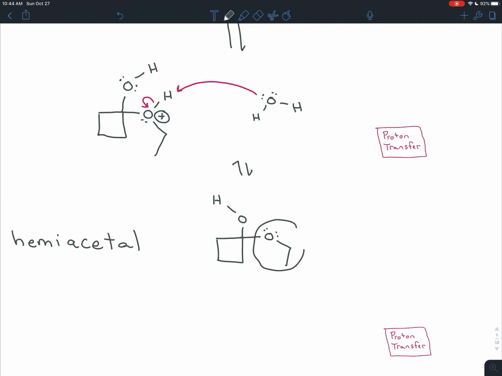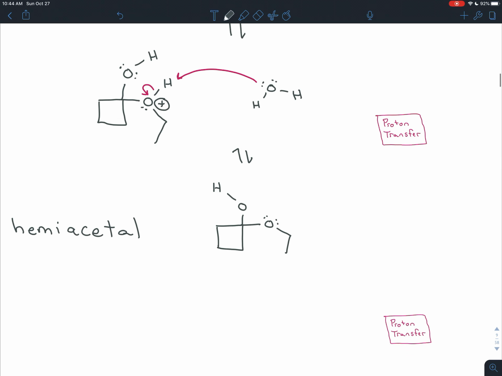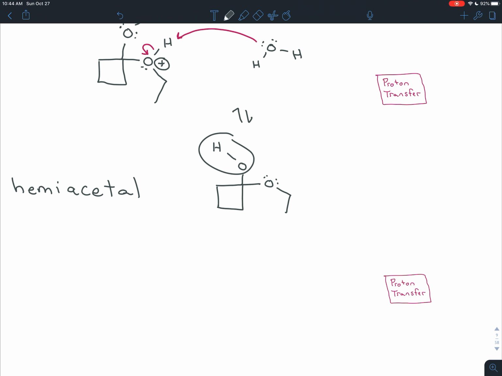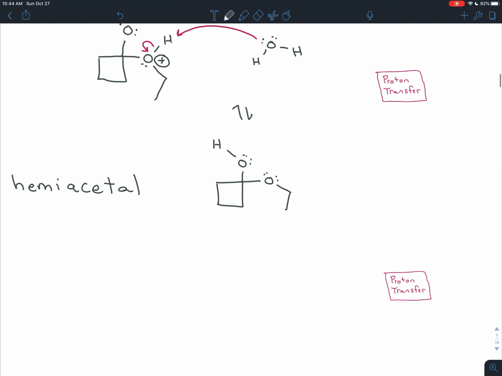We've added one of our OR groups, one of our alkoxy groups, in this case an ethoxy group. But we still have an OH. We need to make that leave. So remember, a hemiacetal is a compound that has a carbon with an ether and an alcohol bonded to the same carbon. So we need to make this OH leave, but it's a bad leaving group. So we'll do a proton transfer to turn it into a better leaving group.